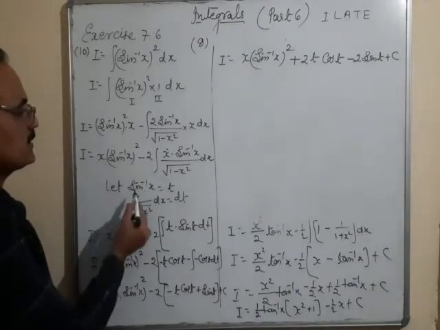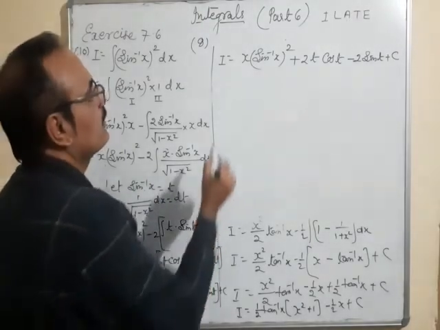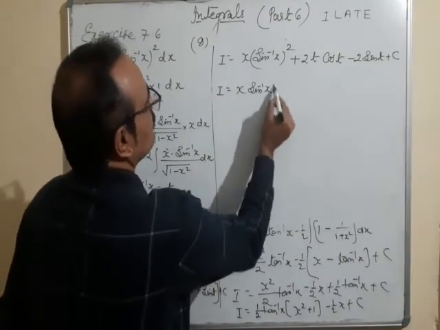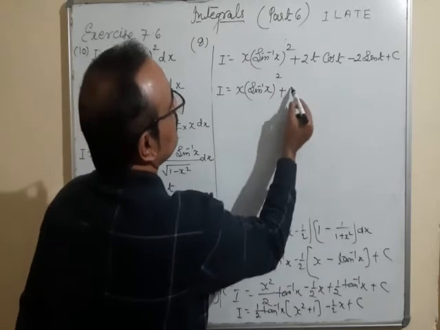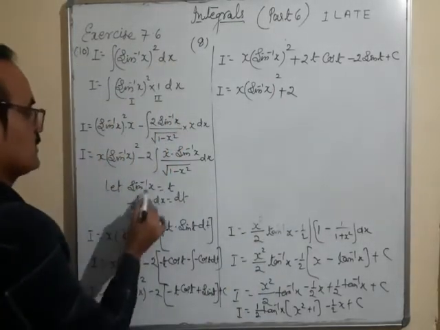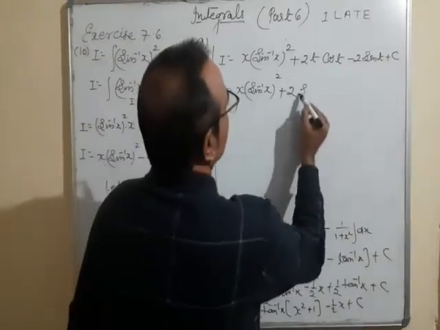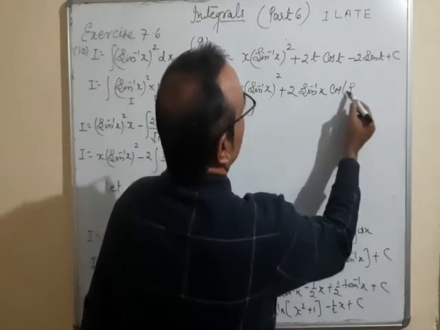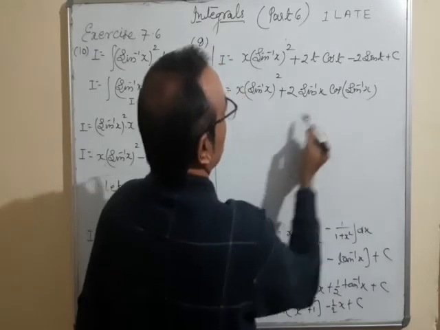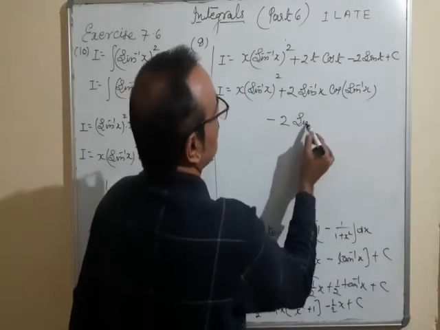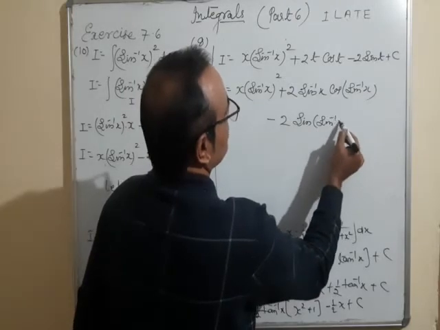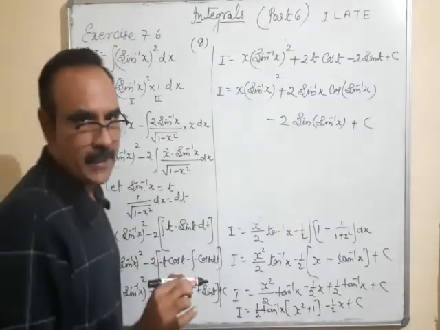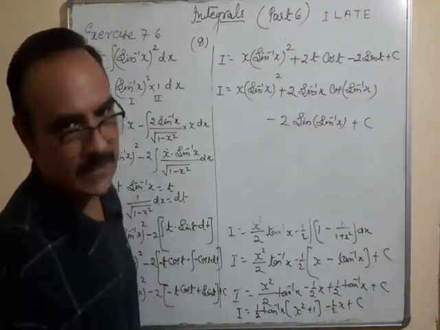Replace the value. What is t we have considered? Sin inverse x is equal to t. So I is equal to x (sin inverse x) whole square plus 2, t is sin inverse x, times cos of sin inverse x, minus 2 sin of sin inverse x, plus c. Is that clear? Wherever there's a t, I have substituted sin inverse x.